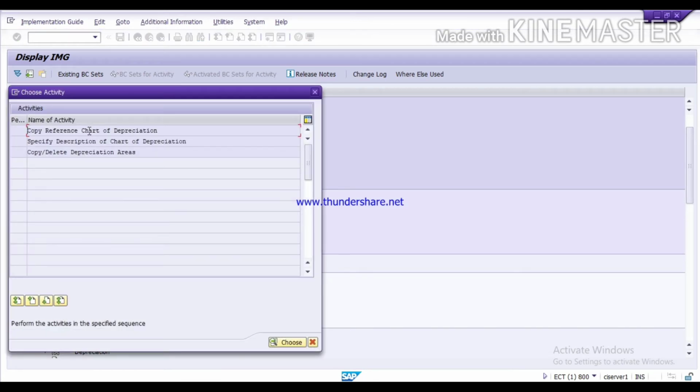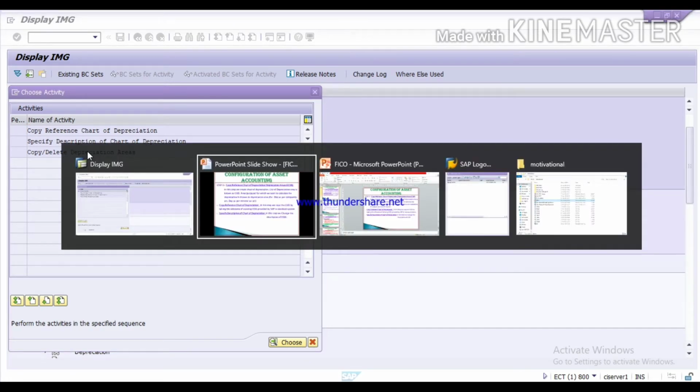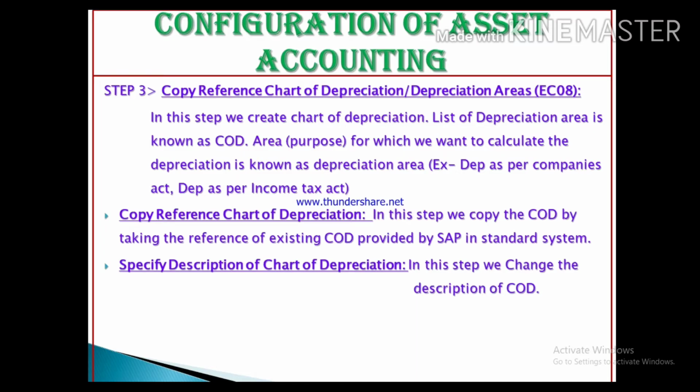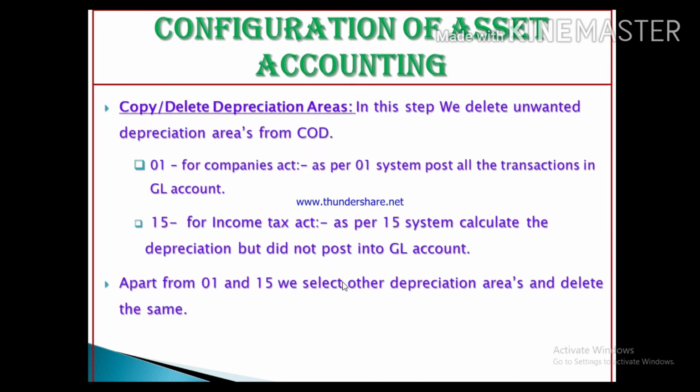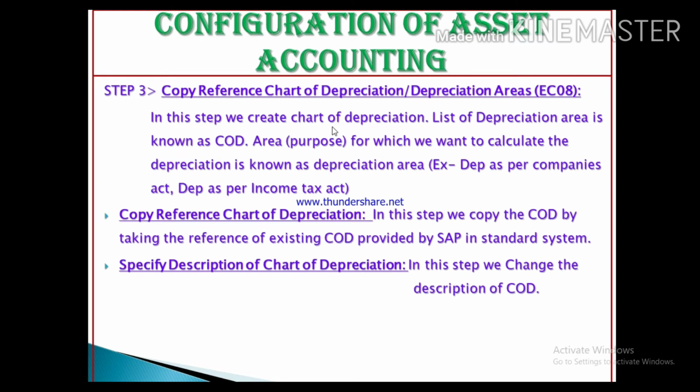Now you will get three options. First one is copy reference chart of depreciation, second is specify description of chart of depreciation, and third one is copy, delete depreciation area. One by one we will discuss all. Copy reference chart of depreciation: in this step, we copy the chart of depreciation by taking the reference of the existing chart of depreciation provided by SAP in the standard system.